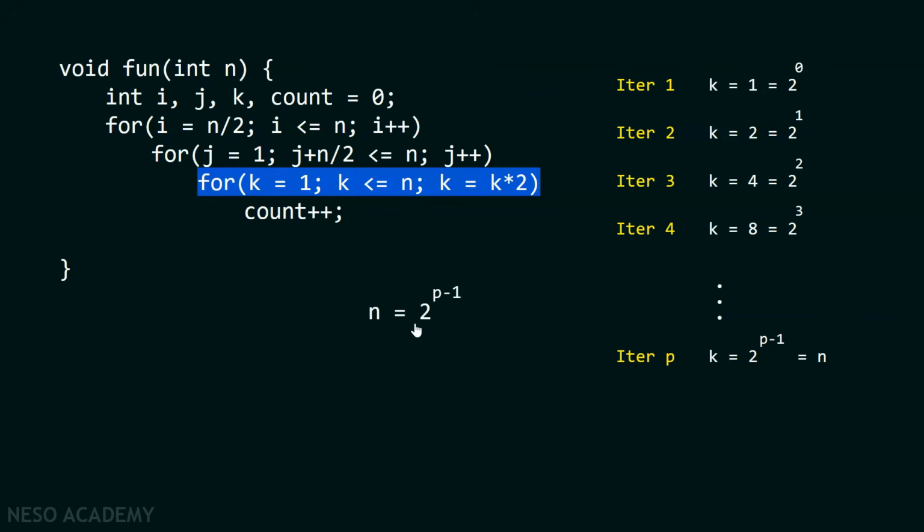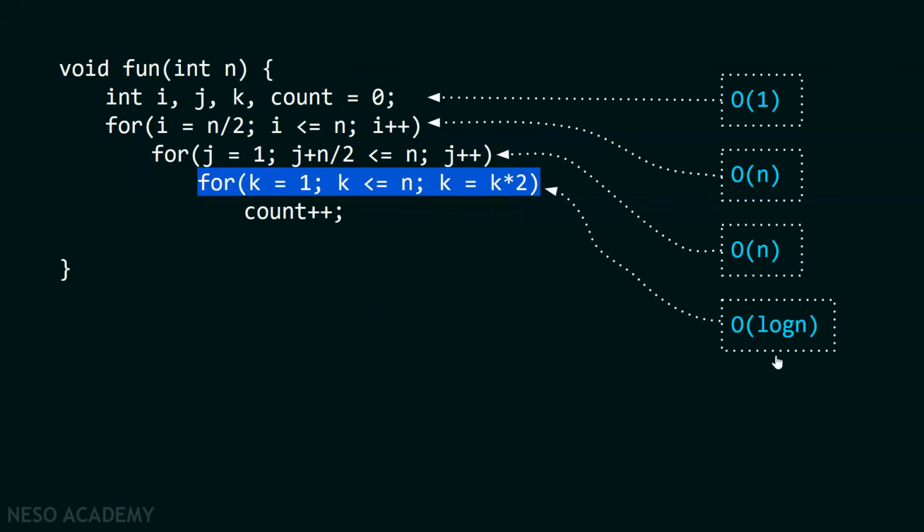I can say that 2 to the power p minus 1 is equal to n, or n is equal to 2 to the power p minus 1, without any problem. I can take log on both sides. This will become p minus 1 equal to log n base 2. I can write this as p equals log n base 2 plus 1, which is equal to big O of log n. I can eliminate this constant. So I can say that the time complexity for this loop is big O of log n.